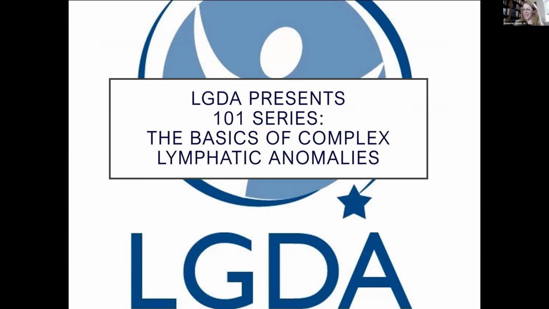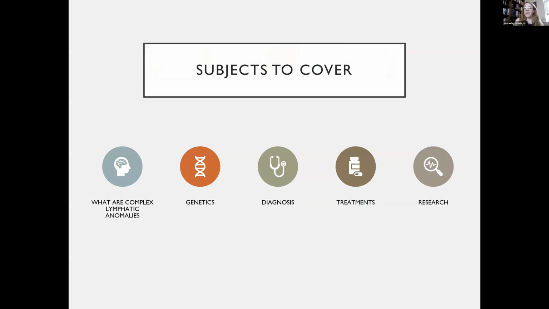This is the LGDA Presents the 101 series, and it's the basics of complex lymphatic anomalies. Why are we doing this? We're doing this because we've got an international conference coming up. It's a scientific conference, and it's October 2nd and 3rd. We would like to have our community prepared for that conference.